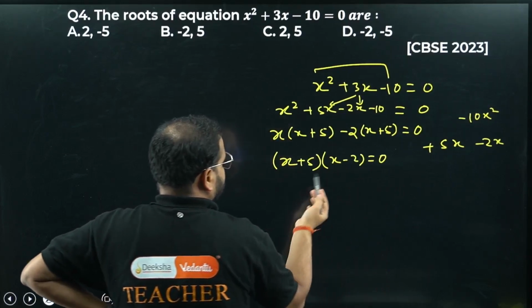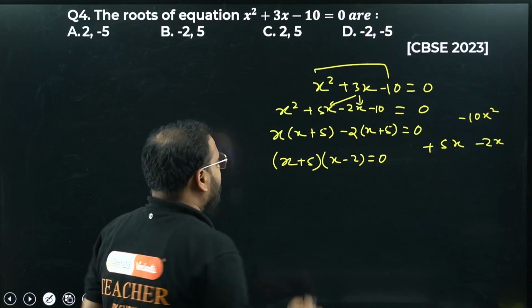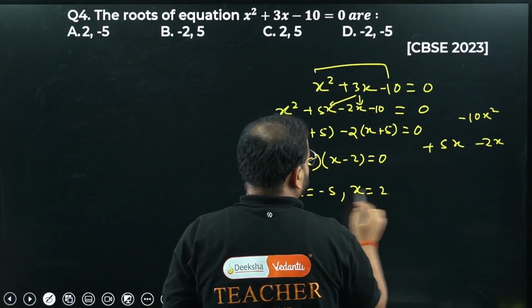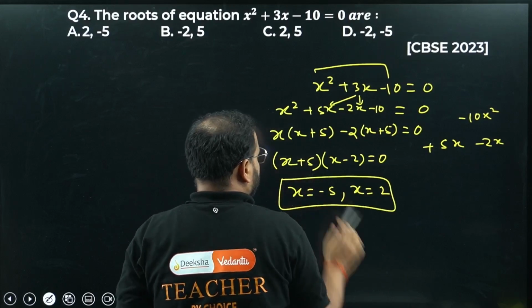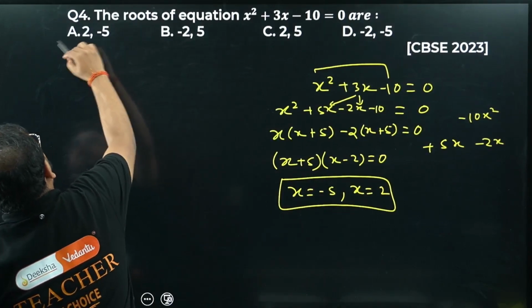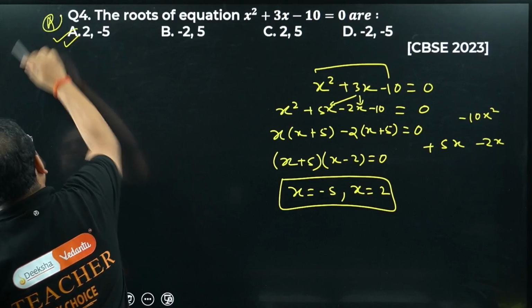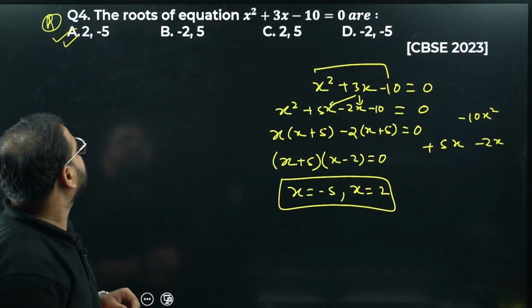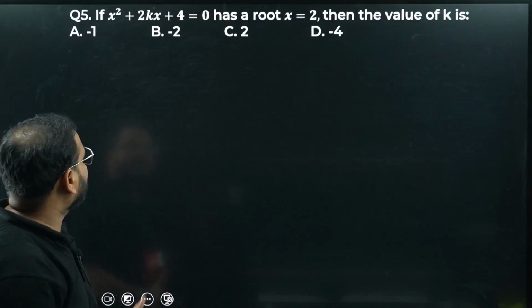Okay, come on. If you equate both the brackets, my answer will be x equals to minus 5 and x equals to 2. Okay, minus 5 and 2, option A. Option number A, sir. 2 comma minus 5, please check. Moving on to question number 5.